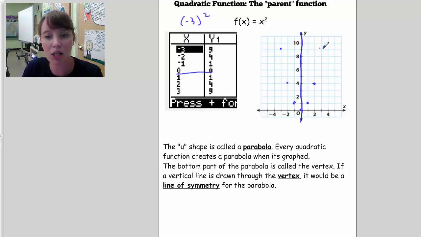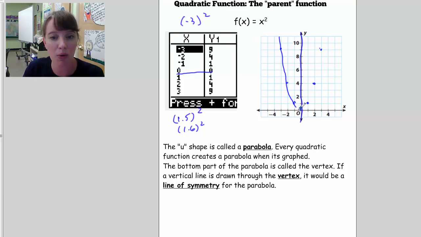Now remember, I could have graphed 4 and -4. I could have graphed any number in between. I'm just using integers as the values that I'm graphing, right? I could have checked 1.5 squared if I wanted to and graphed that. I could have checked 1.6 squared and graphed that. So there's an infinite amount of numbers between these integer values, but I'm just choosing these so that I can get a feel for how the parabola looks.